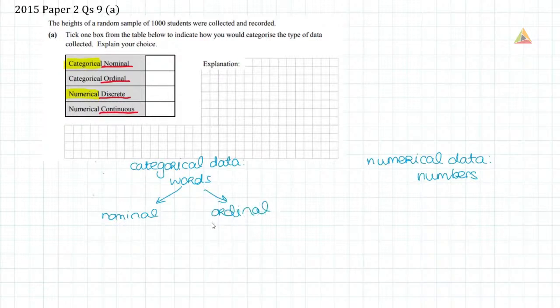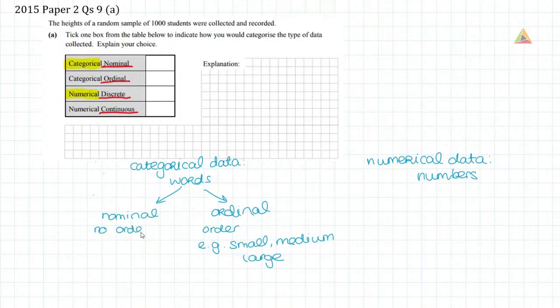So ordinal means that there is order to the words. And an example of this is something like small, medium, large. So my answer is in words, so it's categorical data, but there's definitely an order to them. So small, medium, large makes it ordinal categorical data, whereas nominal has no order. So this is words where we don't have a particular order to them. So that's something like, what's your favorite color? And you might say green, blue, yellow. So there's no particular order to those words. So that makes it nominal categorical data.